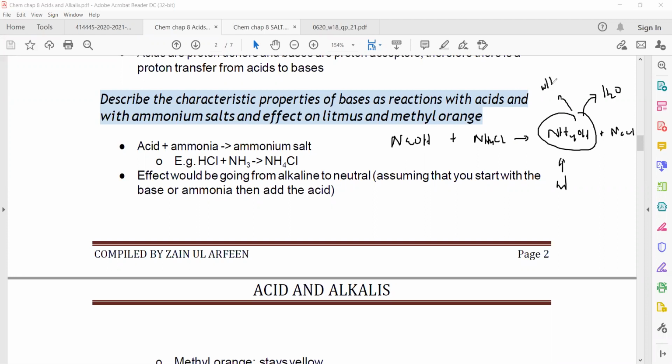And what is the observation when ammonia gas is released? A pungent gas which will turn damp red litmus paper blue. That's why this is also a test for ammonium ion: we add an alkali and heat, a pungent gas is released which turns the damp red litmus blue. So we confirm that the salt contains ammonium ion.